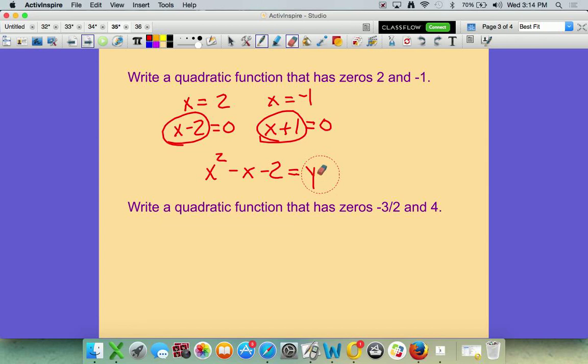Actually, that's not even a function either. That'd be an equation. Our function is right there. And then it is done.